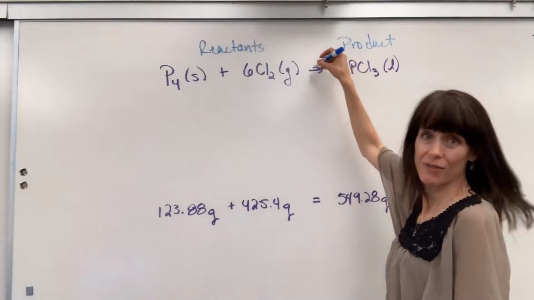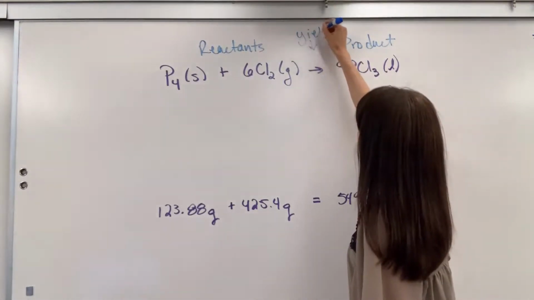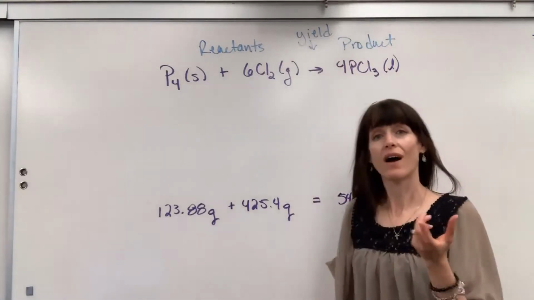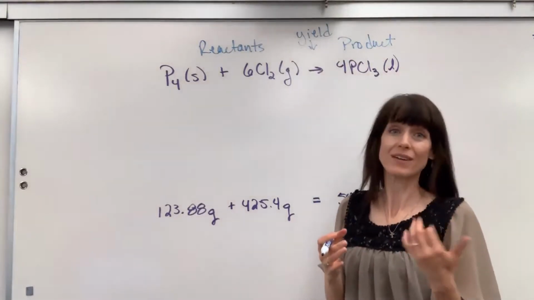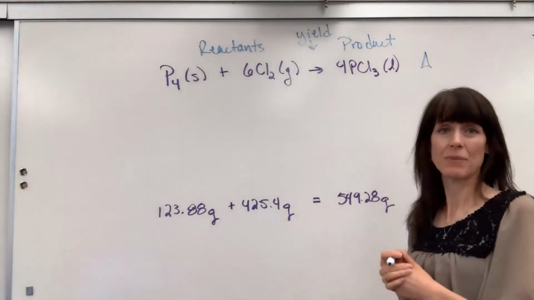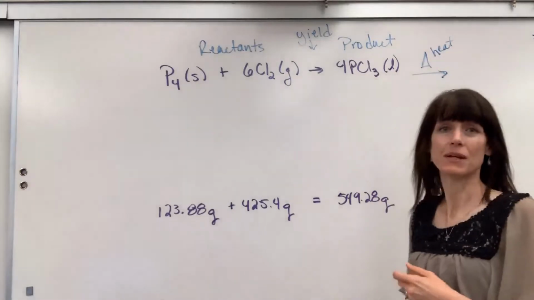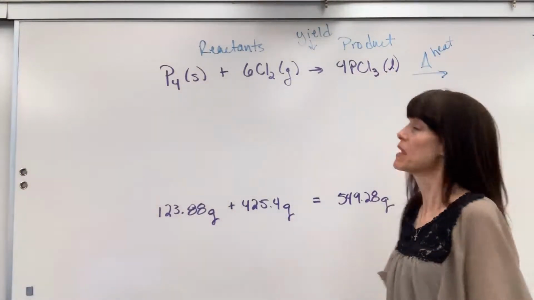Now this arrow right here is called the yield sign. There are some things that every once in a while you'll see above the yield sign. You could see a triangle above the yield sign, something like this, and that means heat. It means that we've added heat to that system.